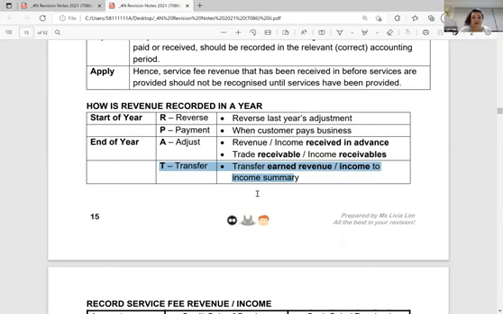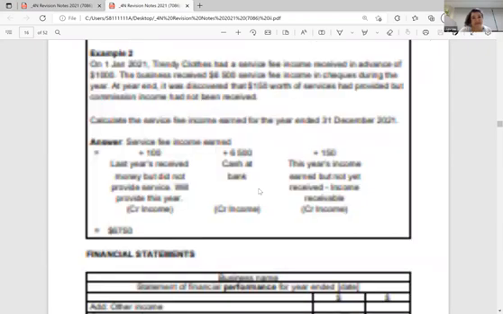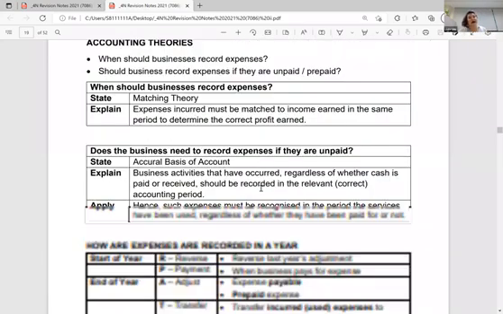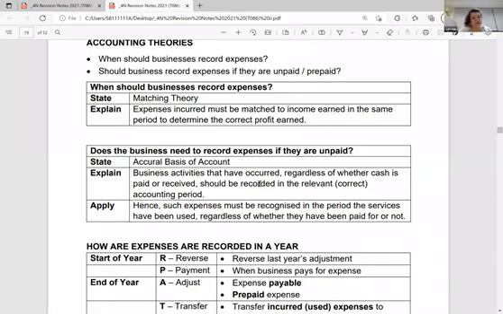Now I'm just going to skip forward a little bit and talk about expenses. And then after that, I will go through the questions. So with expenses, why should you record expense? You record expense to follow the accounting matching theory. You want to make sure that your expenses are matched to your income in the same period, so that you can determine your correct profit.